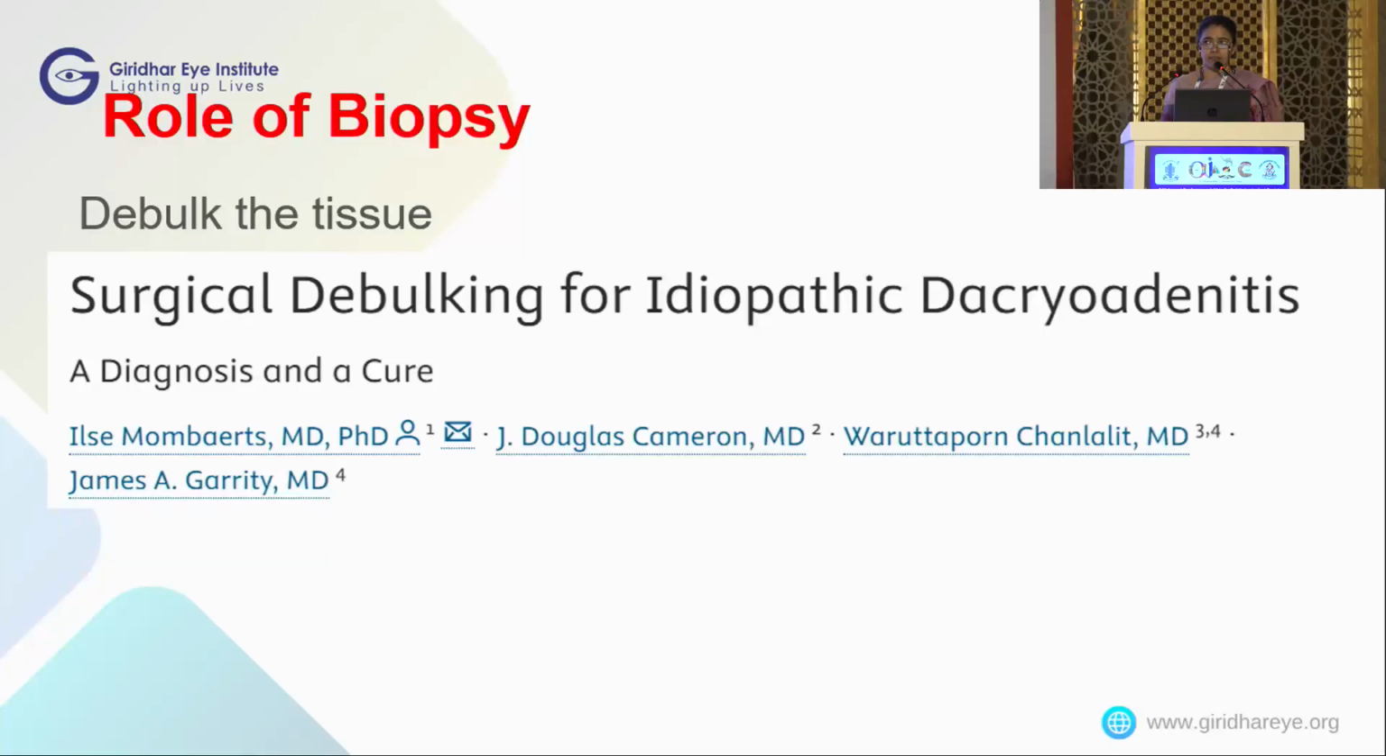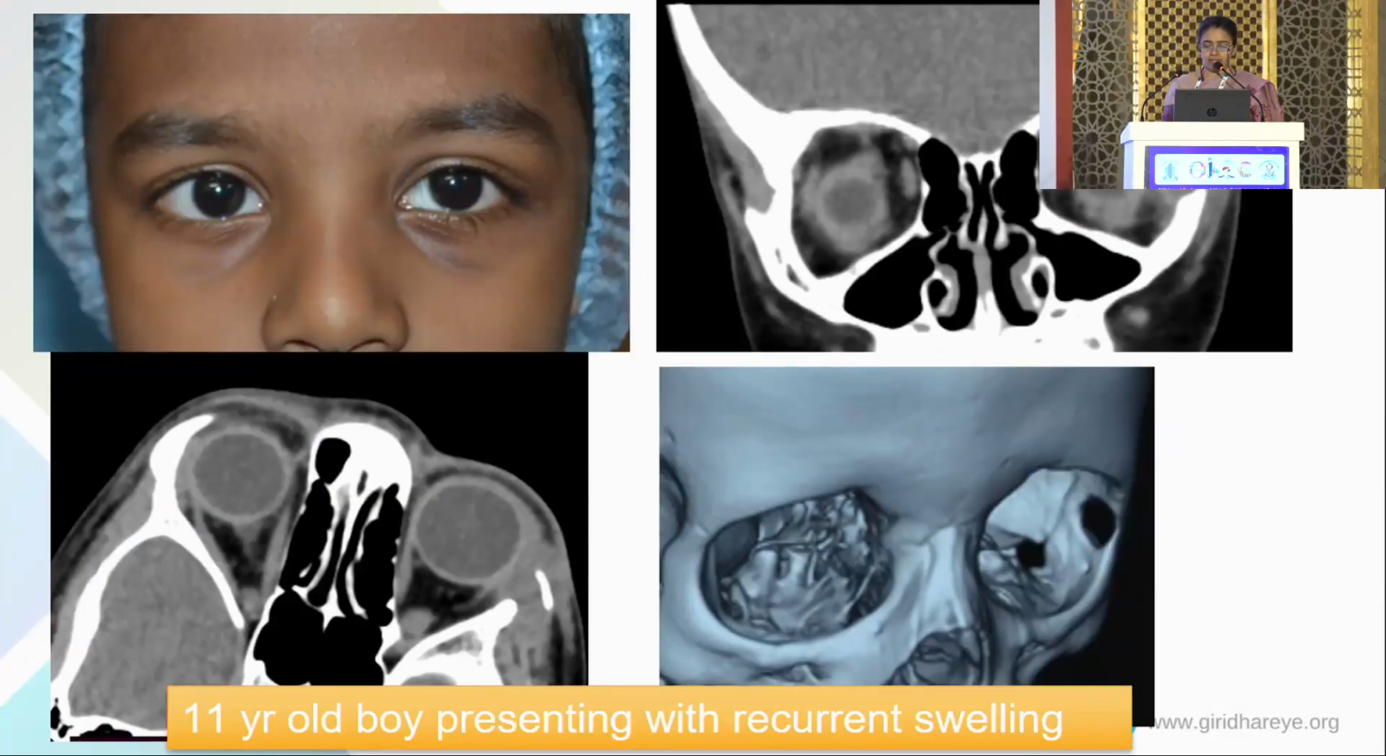Here, especially in cases of idiopathic dacryoadenitis, when the patient has multiple recurrences, the moment you taper steroid, it will recur. In that case, you do a biopsy, which will give you a clue to the diagnosis as well as debulk the tissue, so that the substrate for inflammation will be less and it gives a cure also. Now come to a pediatric case.